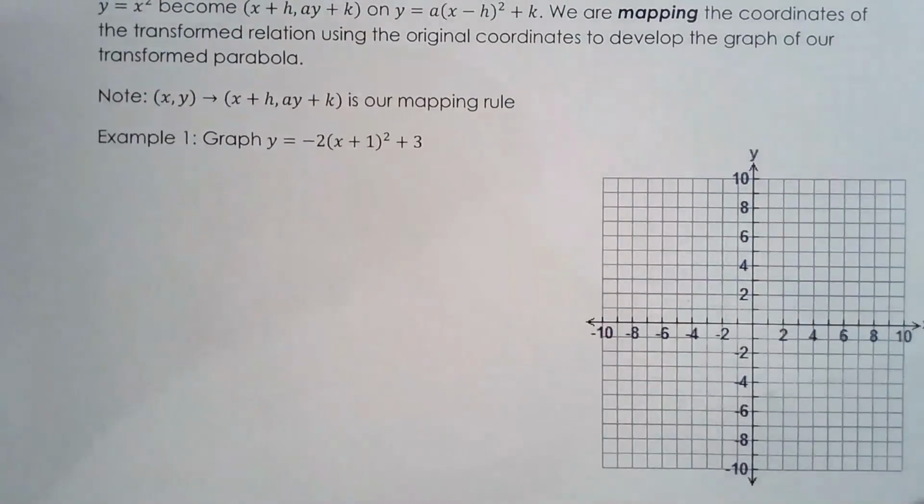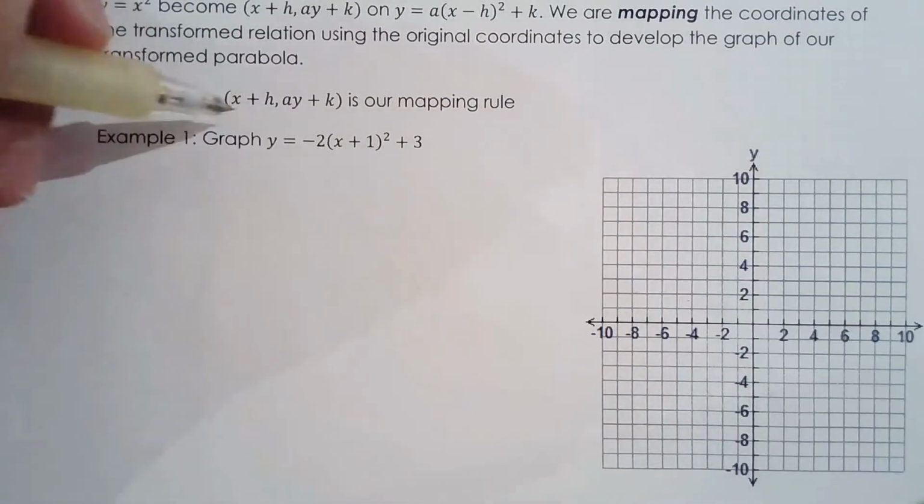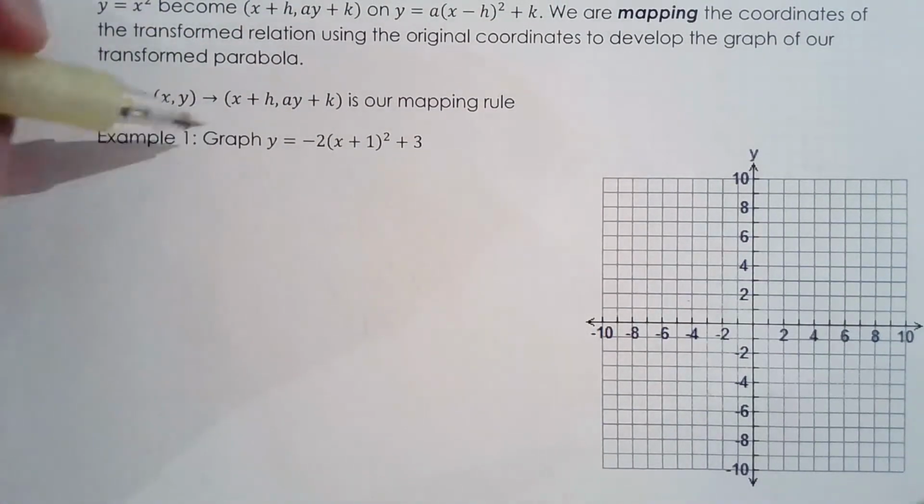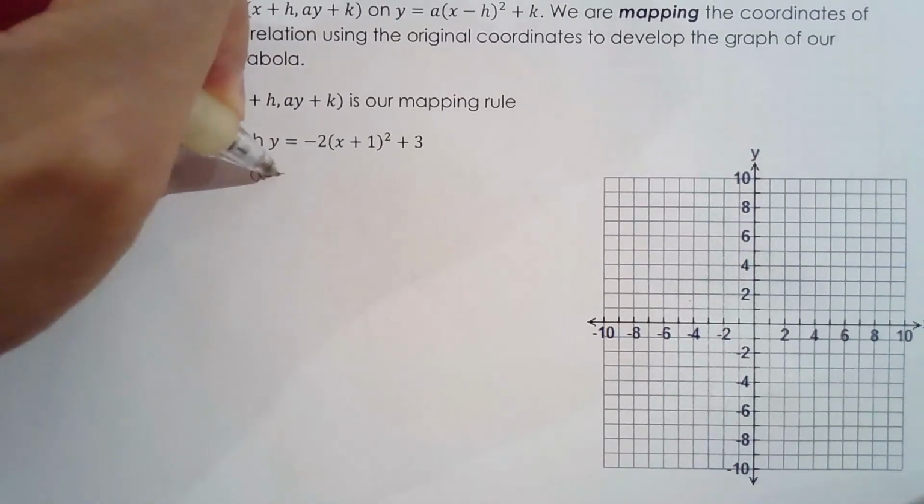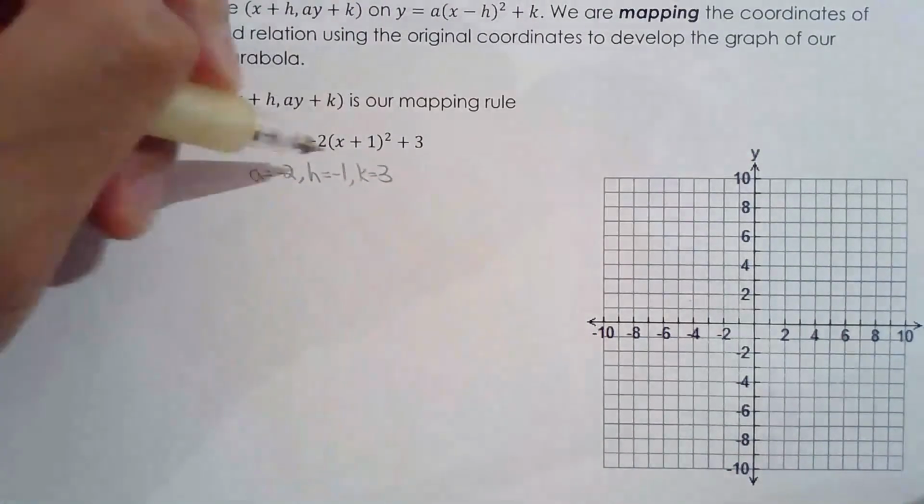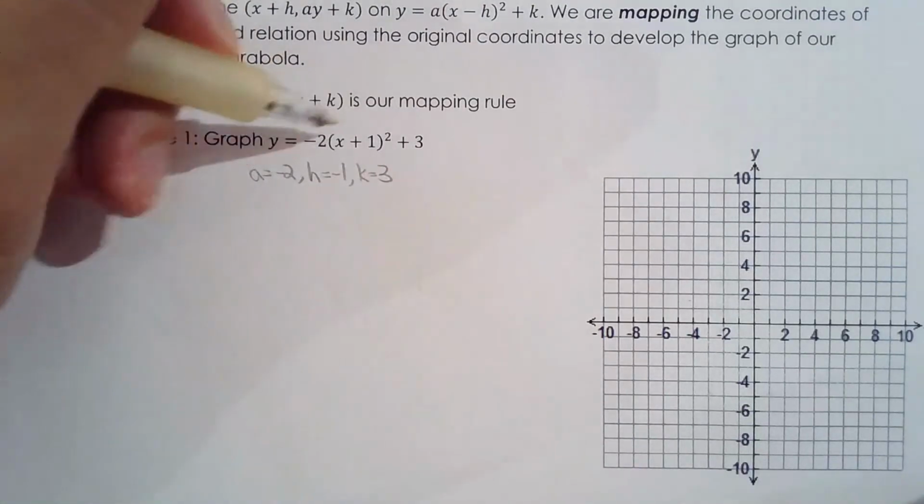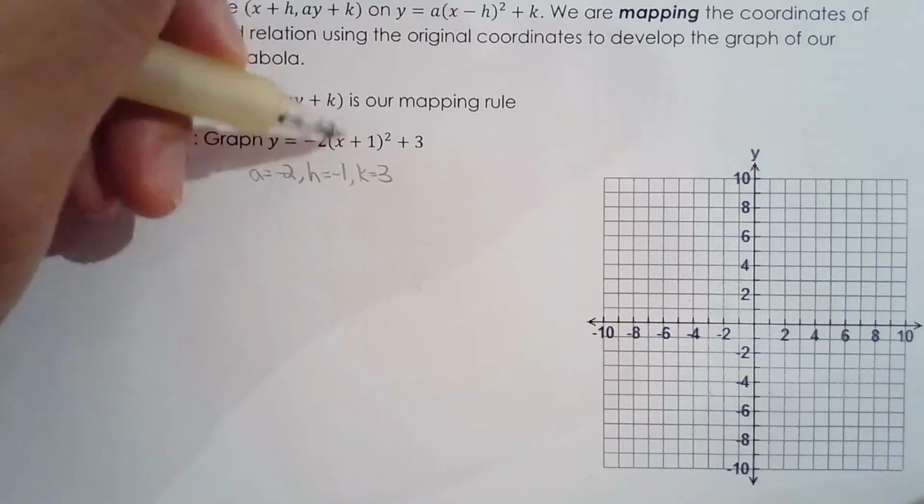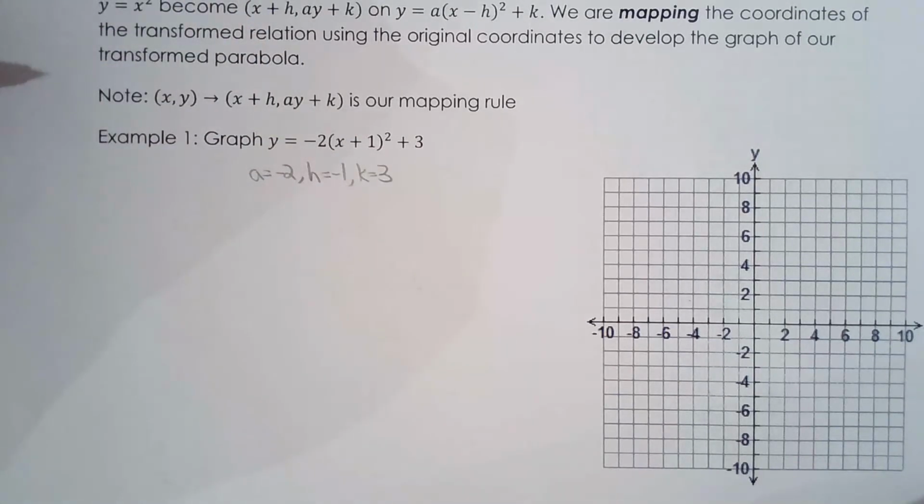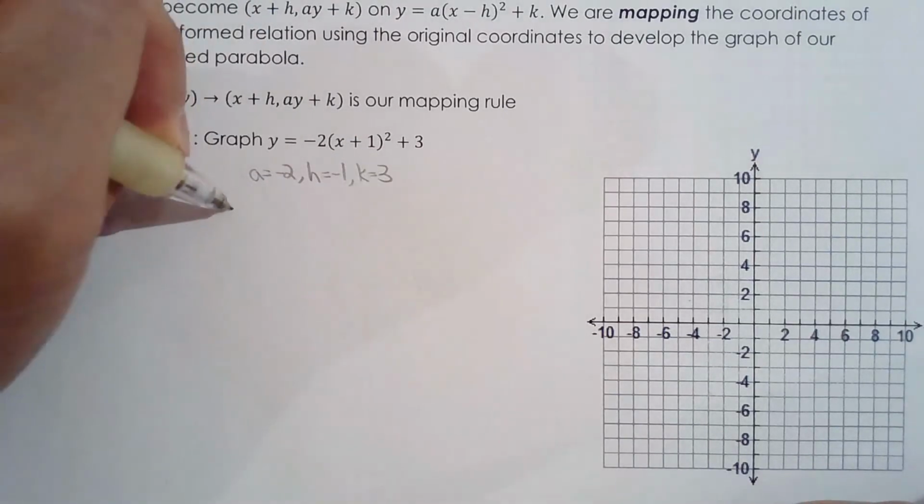Okay, so that's what I'm going to use, that method of mapping rule, to graph this parabola here. So I'm going to first start off by stating the values of the parameters. A is -2, h is -1, k is 3. Okay, be careful. H is -1. And that makes perfect sense to me, because when I see x plus 1, I want to undo the addition of 1, which means I'm shifting 1 to the left. Anyways, let's write down the mapping rule.